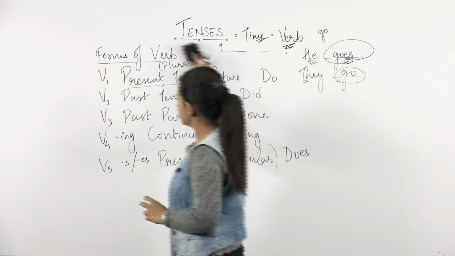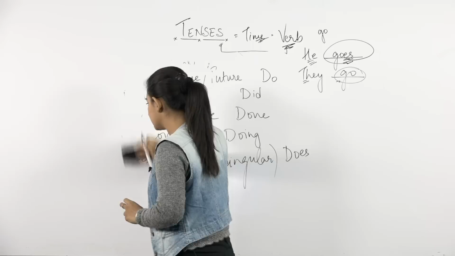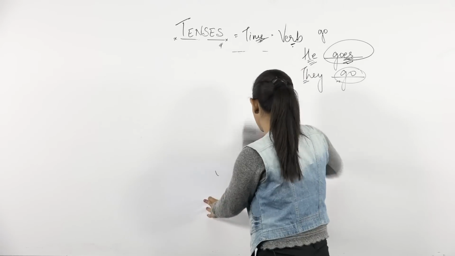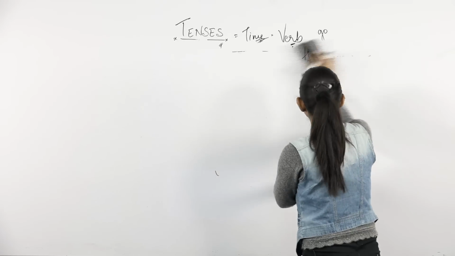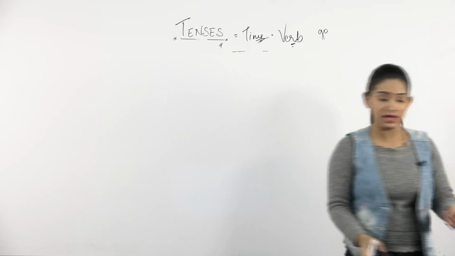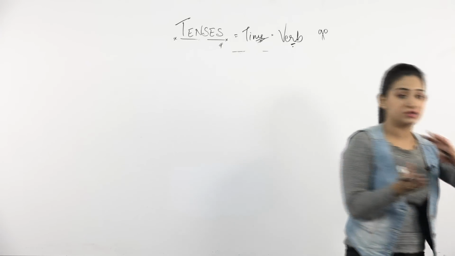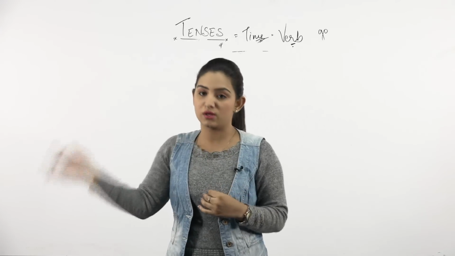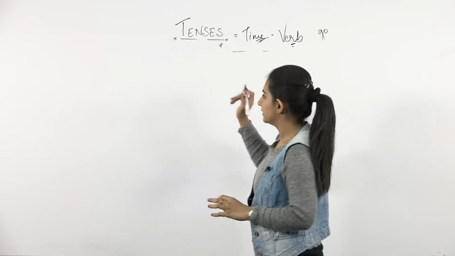I told you it is a time that tells you something about the verb. ये टाइम है जो आपको किसके बारे में बताता है? वर्ब के बारे में बताता है कि वर्ब कहाँ यूज हुआ है या फिर काम हो चुका है, होना है या फिर चल रहा है. The work is already completed, it is going on or it will be going on. So this is what defines tenses.